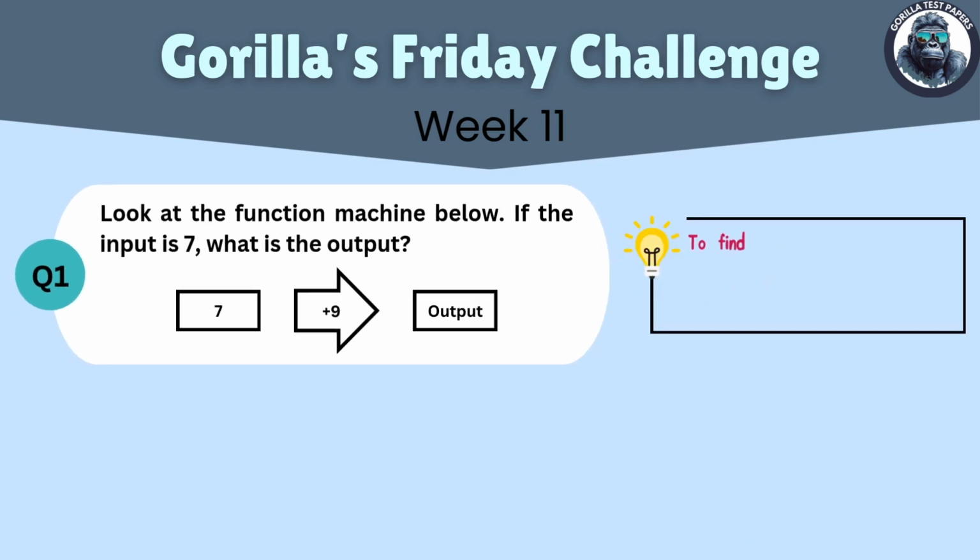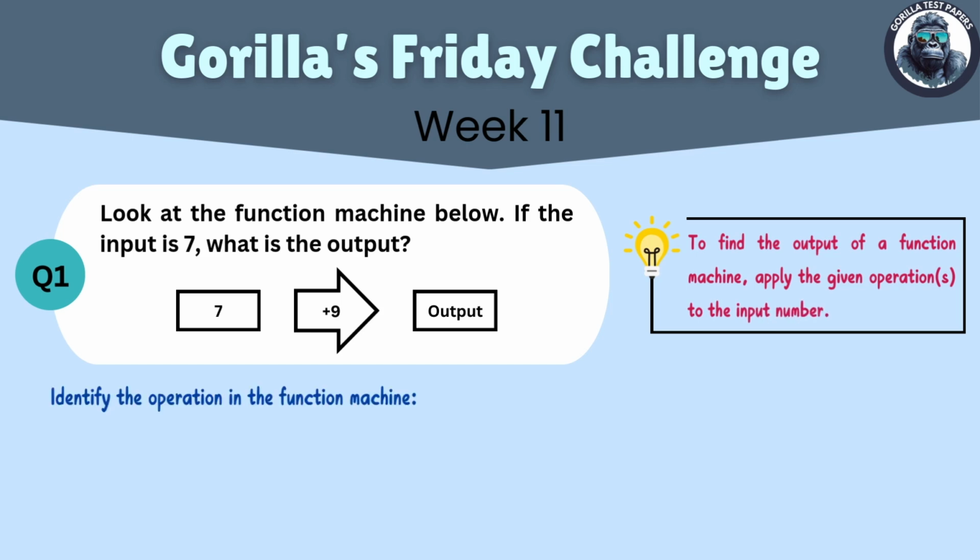The first learning point of the week is that to find the output of a function machine, apply the given operation to the input number. First, we need to identify the operation in this function machine. In this case, the operation is plus 9.